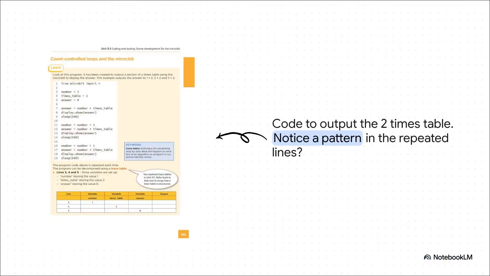Okay, so let's imagine we want a program to show us the 2 times table. Simple enough. We could write a line of code to figure out 1 times 2, and then another line to show it. Then a line for 2 times 2, and show that. Then 3 times 2. You're already seeing the pattern here, aren't you? It works, sure, but man, does it feel clumsy.